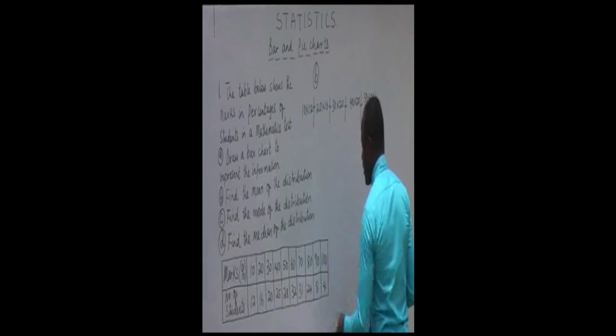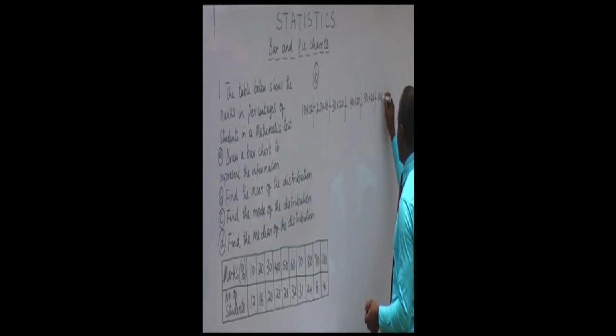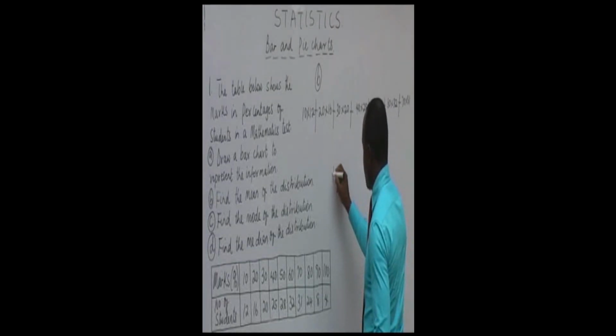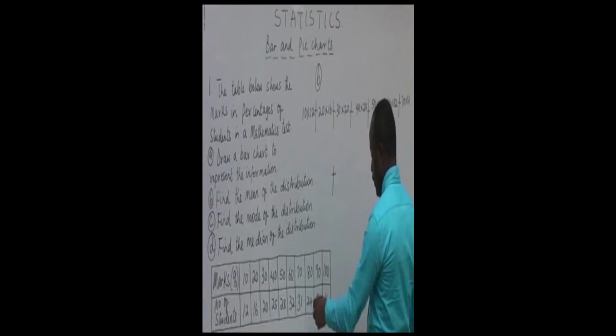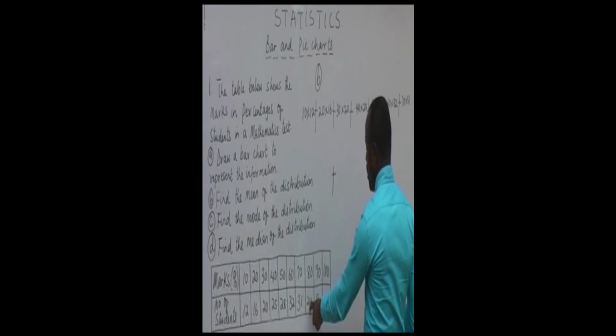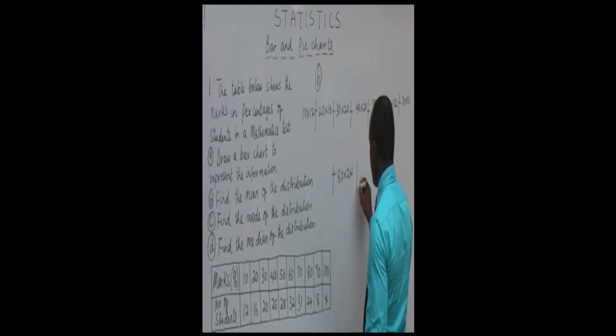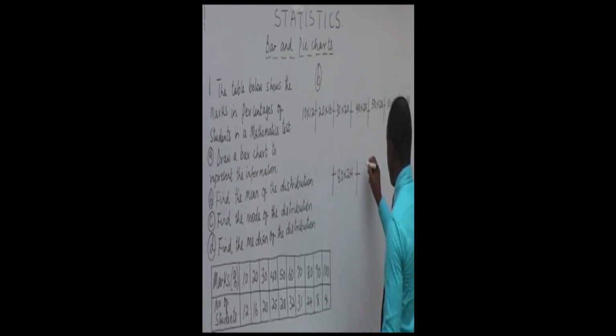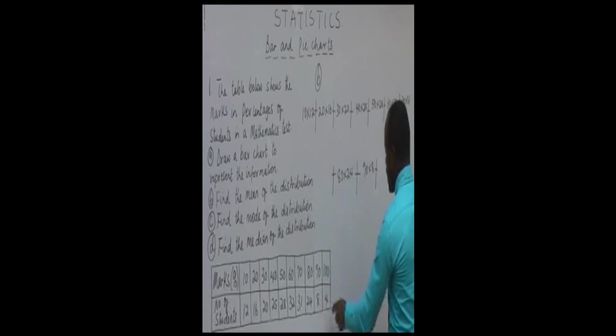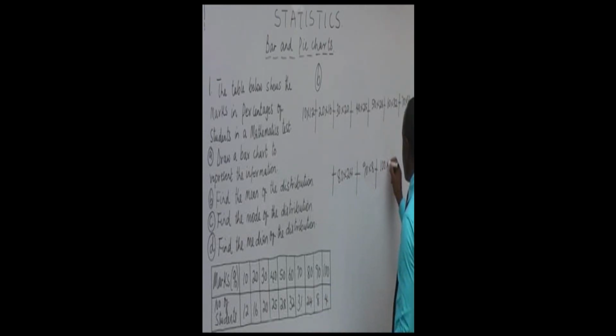Plus 60 times 32, 60 times 32 students that scored it. Plus 70 times 31. Then plus 80 times 24 students that scored it, 80 times 24, plus 90 times 8, 90 times 8 plus the last 100 times 4.